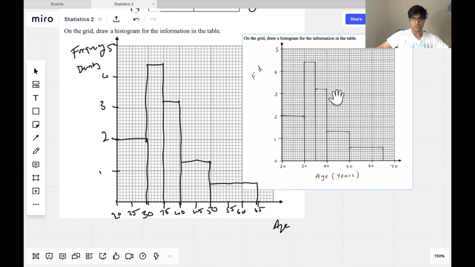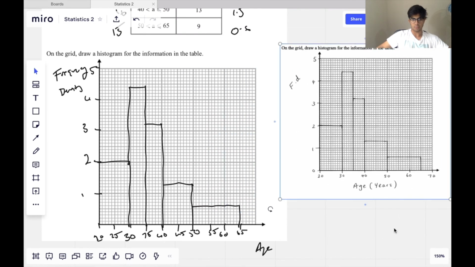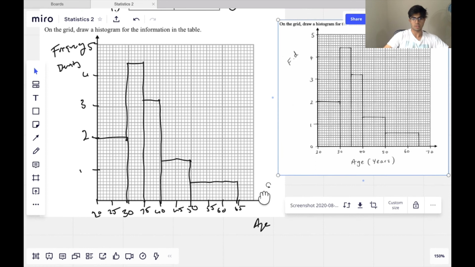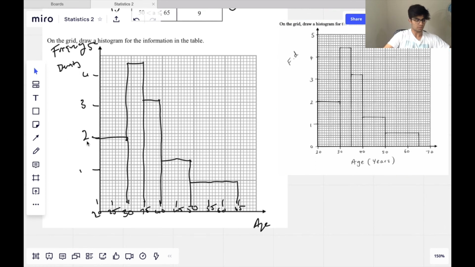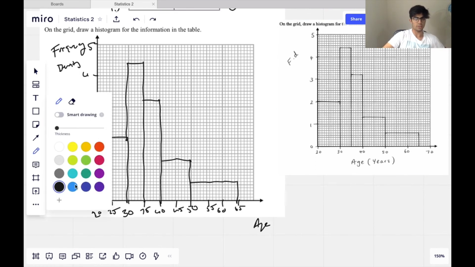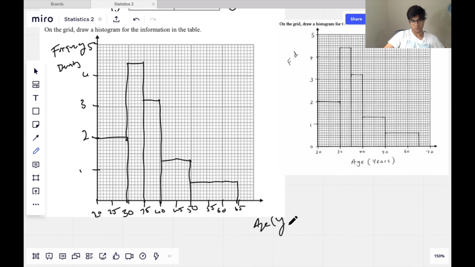Oh, and look, I did actually make a mistake here. I ought to have mentioned age in years. So it is important to have units when you do this. If you spotted that, good job. And this is obviously drawn a bit neater because they had a ruler, but you can see it's very much the same, and they've got the same scale as well. So that's how you draw something like that.